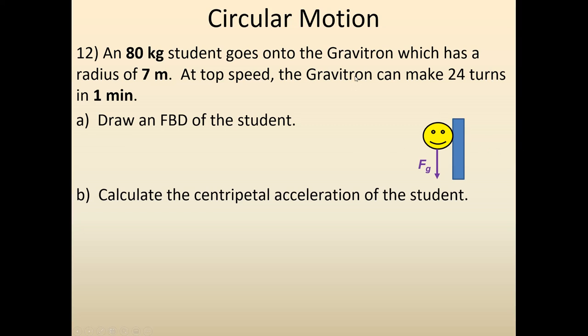For those who don't know, the gravitron is basically a room that you go into. The room starts to spin, and you get pushed up against the wall, and then the floor ends up sliding down so that you're no longer touching the floor. So the only surface that you are physically in contact with is the wall. So the wall is the only thing that provides a normal force, and it always points perpendicular to the surface. So it's going to point to the left.